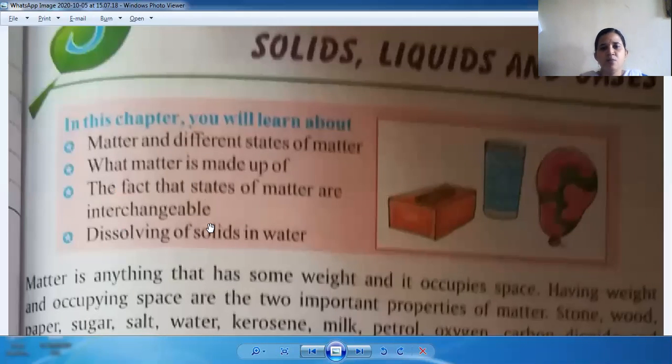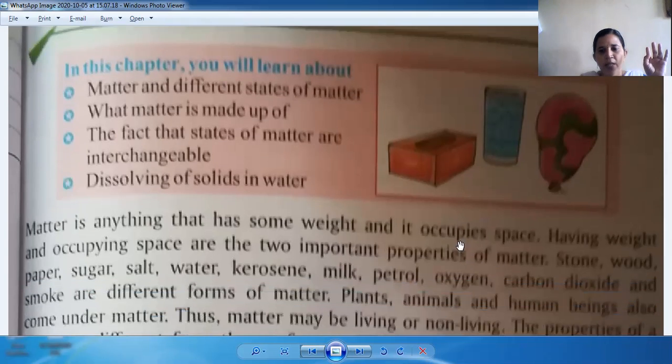So first let us see what is a matter. We are saying matter. So what is a matter? Matter is anything that has some weight and which occupies space. It is called a matter. Having weight and occupying space are the two important properties of matter. So matter means that which occupies space and also has weight. Depending upon that, we will classify the matter into three categories. That is solids, liquids and gases.